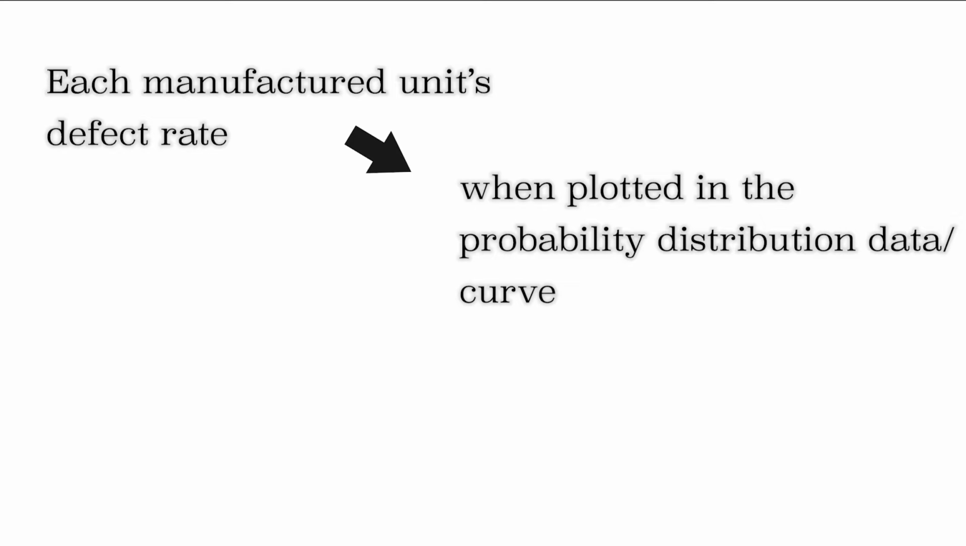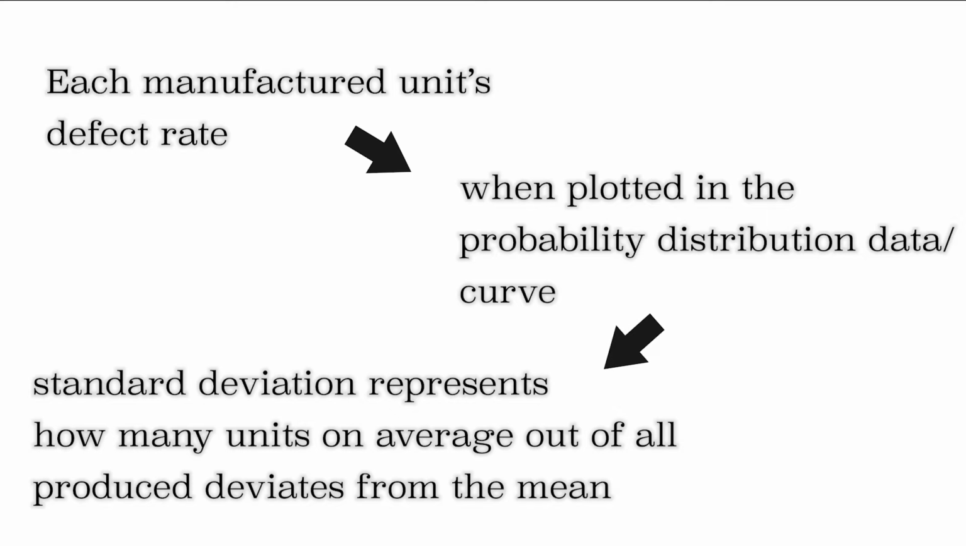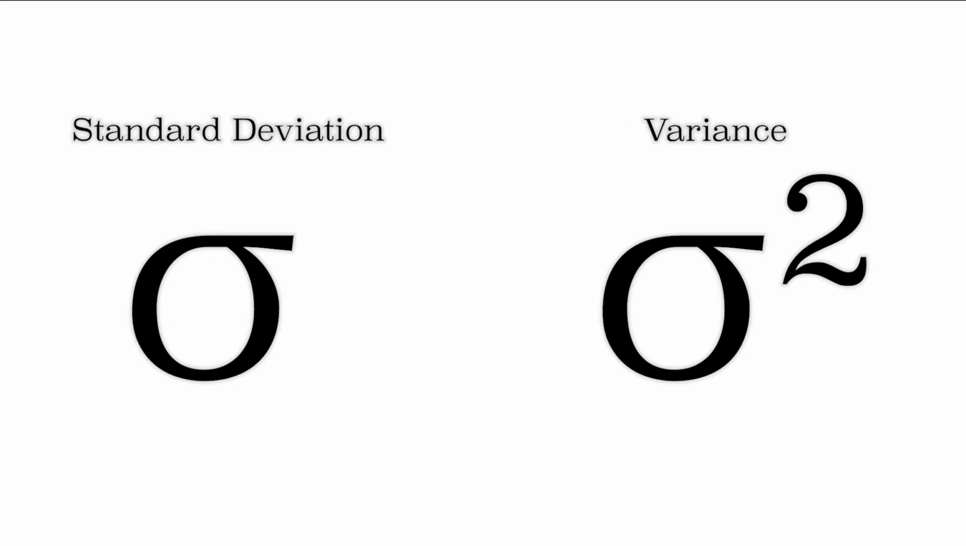level of defect rate as soon as they come out finished, and when the entire volume of units is plotted in the probability distribution data or Gaussian normal distribution curve, the standard deviation represents how many units on average out of all produced deviate from the mean value. This is symbolized by the Greek letter sigma, and the manufacturing variance is represented as the square of standard deviation.